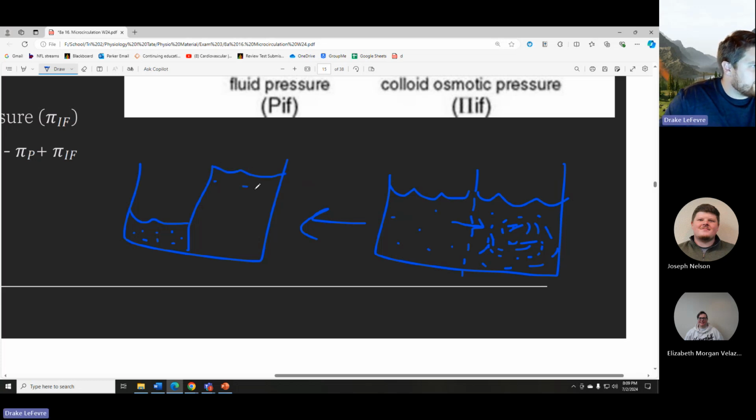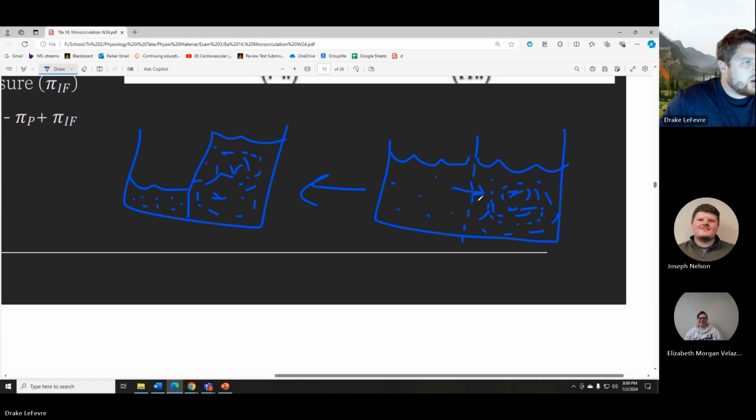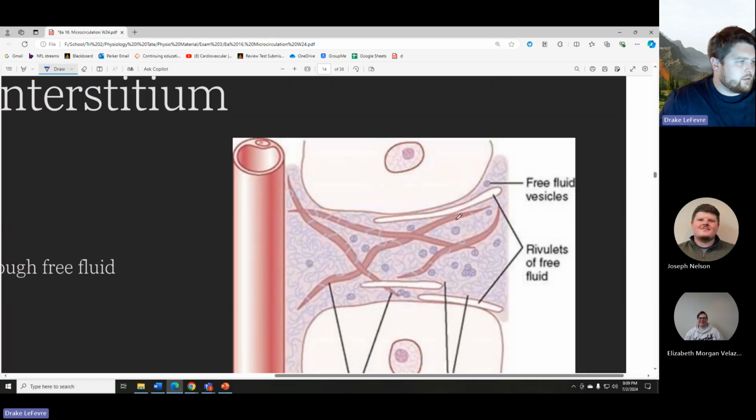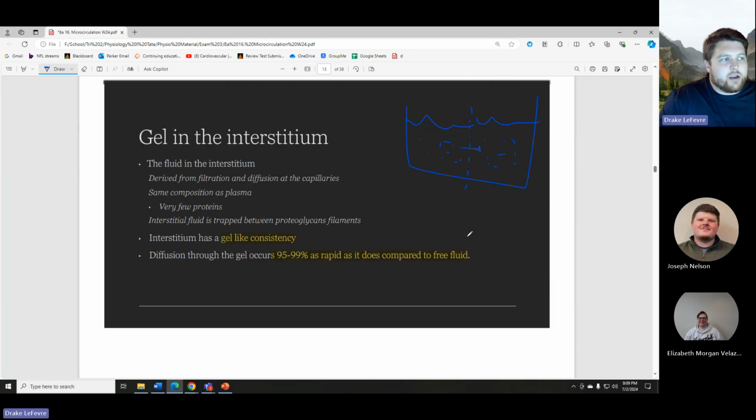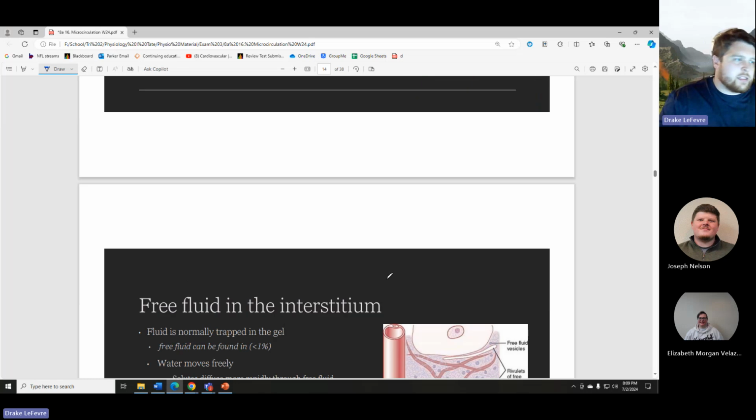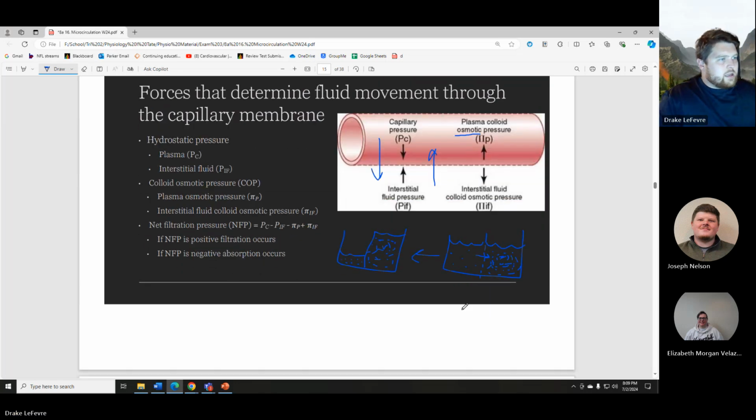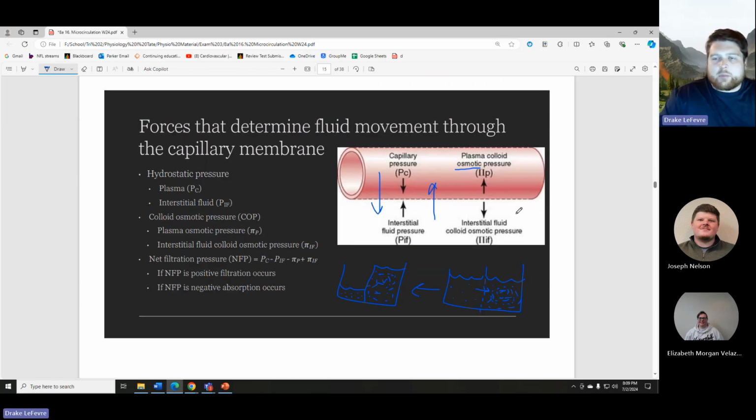So it can go to kind of this situation, where now it's equal concentrations, or it can go and even out itself with the amount of stuff that's in either side. That's what we mean by osmotic pressure. It has to do with all the stuff that's in there and the way that the fluids want to move.